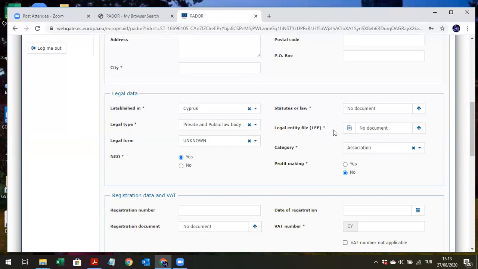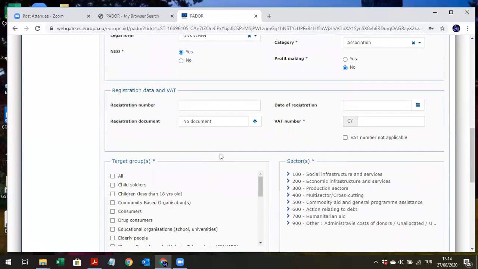Here, legal entity file, this is required later in the process, but the PADOR system does not let you proceed if you don't fill out the information or if you don't upload documents where it is marked with a start. These are the obligatory sections. So in order to be able to proceed, we need to trick the system basically. At this stage, we can just upload a blank document here and just proceed, because this will be required later in the first stage.